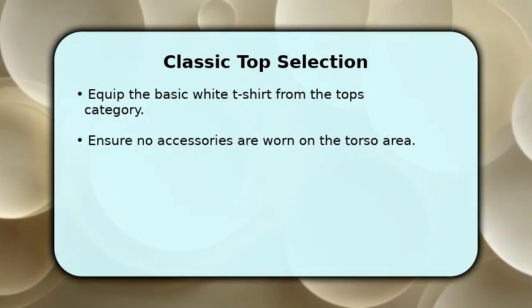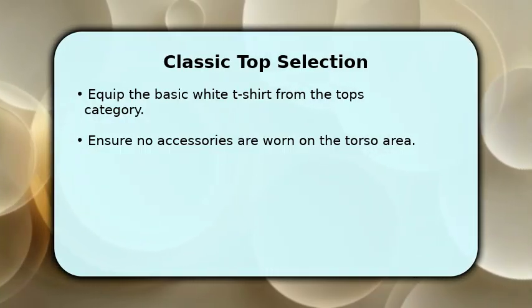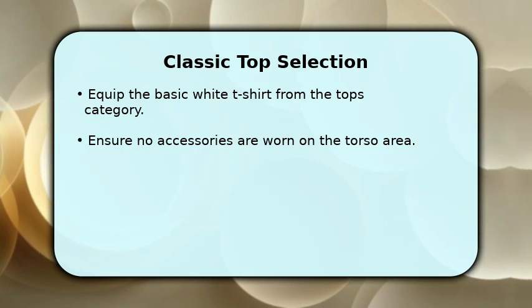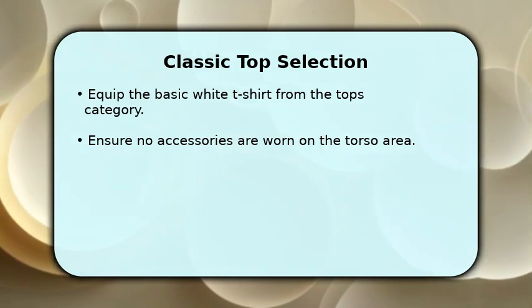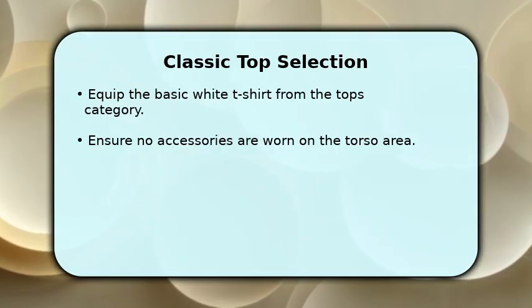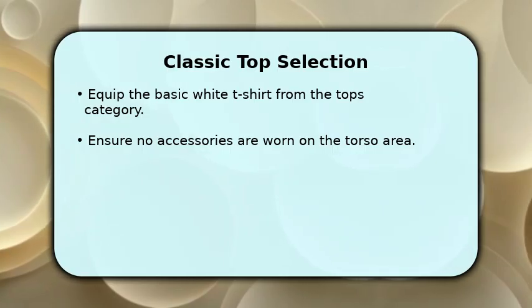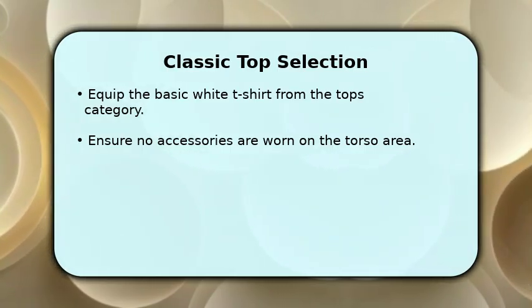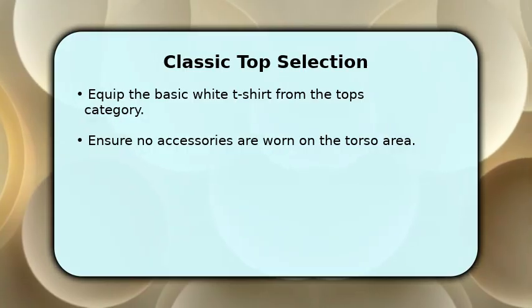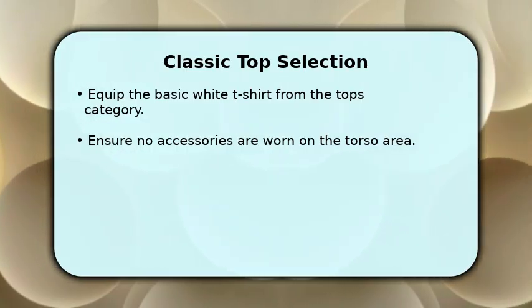Moving on to the clothing, you'll want to find the basic white t-shirt. This is a staple for the Bacon Girl avatar. Make sure to select it from the tops category. It's important that no other accessories or overlays are applied to the torso. Keep it clean and simple to maintain the default appearance.